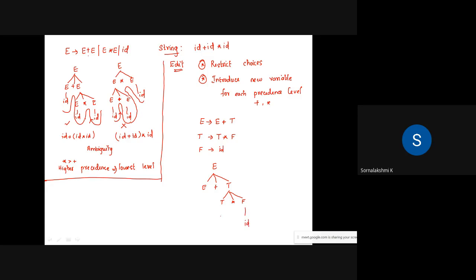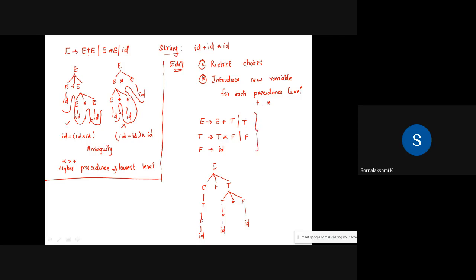But I want to reach ID from E and T also. So there are two ways of doing it. If you want to indirectly do it, we do it like this. So T reaches F, F reaches ID, E reaches T, T reaches F, F reaches ID. So these are called unnecessary unit productions. We'll further simplify.